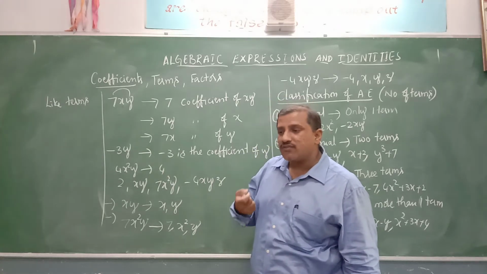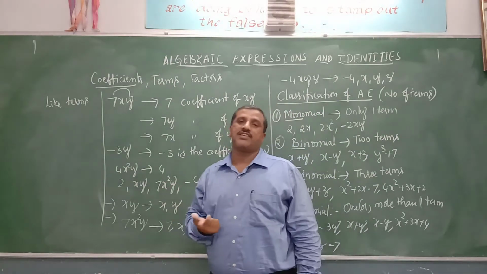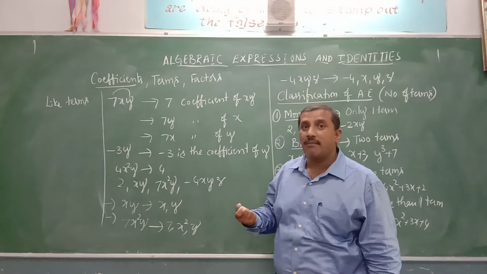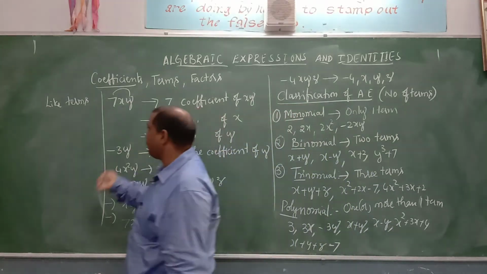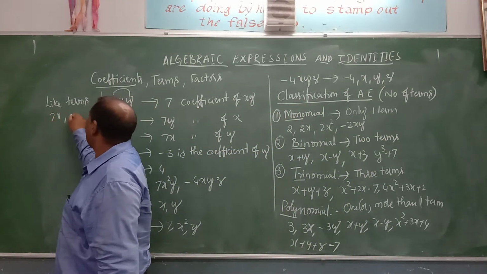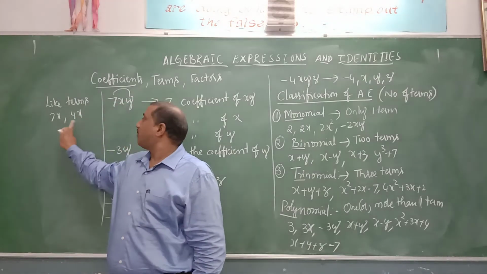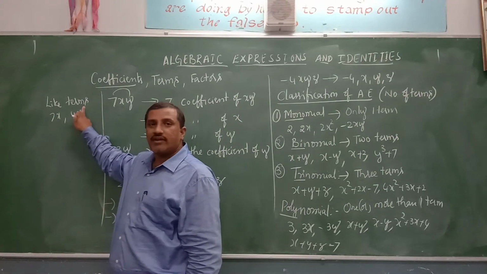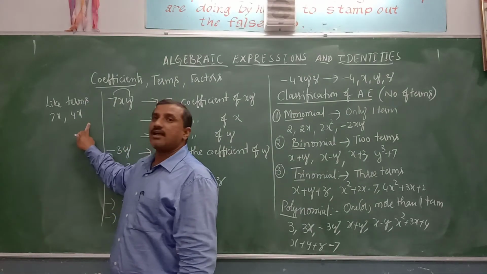Like terms are the terms which contain the same variable with the same power, the same exponent, irrespective of their coefficients and irrespective of their arithmetic sign. What they should have in common is the same variable and the same power. For example, like terms 7x and 4x. Here x is the variable, and in this also x is the variable. Both have the same variable, and the power of x is 1 here and 1 here also. They have the same variable and the same power. Therefore these two we can call like terms.